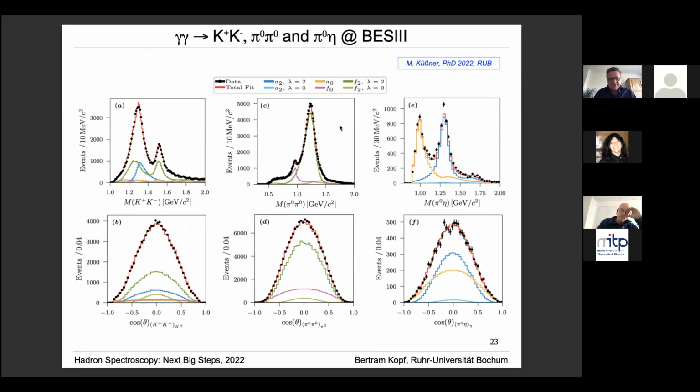And one can see here that the fit can describe the data very, very well. This has been done by Maike Küssner. And here in color, the shapes represent individual contributions. But here one can really see that the data can be described very well by this fixed parameterization.